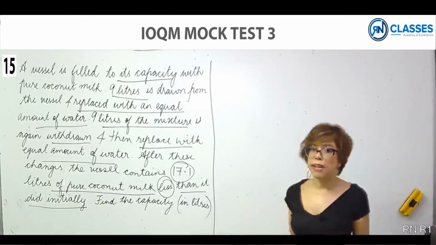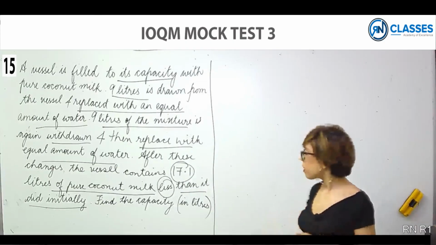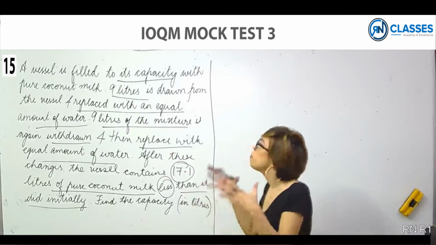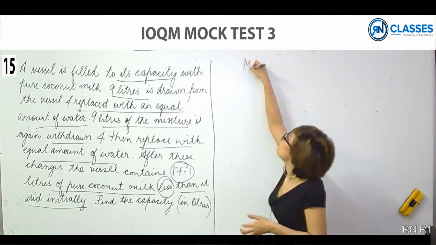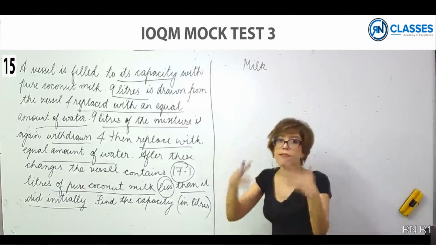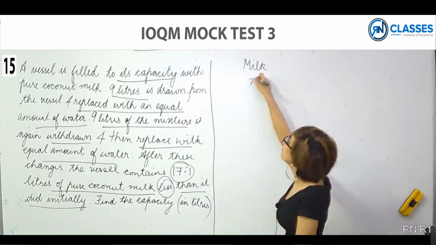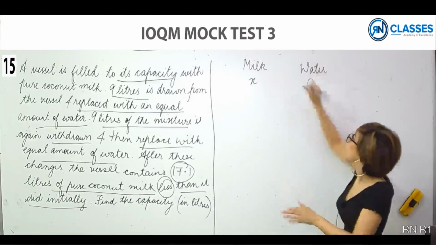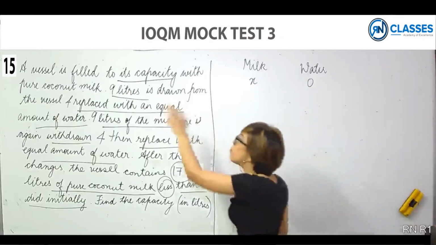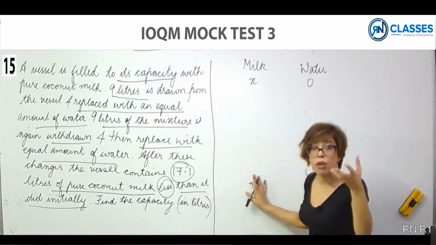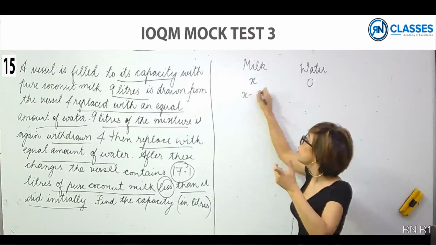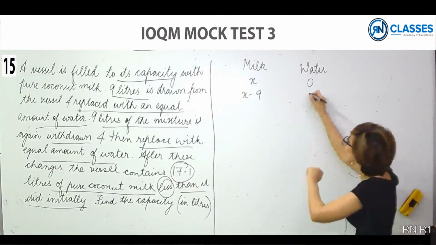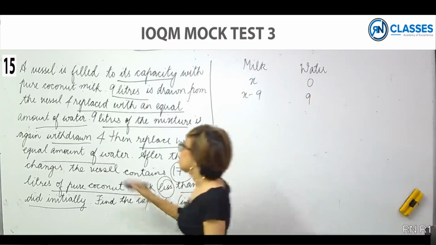Right? So, whatever I need to find out, I will suppose that to be X. Now, mind it, initially the vessel is filled to its capacity, right, with pure coconut milk. So, initially the amount of milk would be equal to the capacity, which we have taken to be X liters. So, we have milk X liters, right. Initially, there is no water, so 0 liters of water. Cool. Now, he says 9 liters have been withdrawn from the vessel. So, 9 liters of milk obviously have been taken out, X minus 9. And it has been replaced with an equal amount of water. So, that means I now have 9 liters of water. Right? Till now, we have done this.